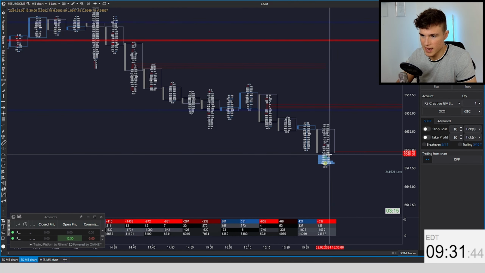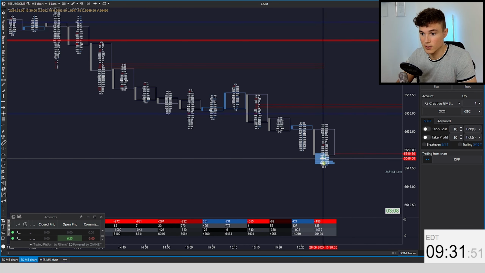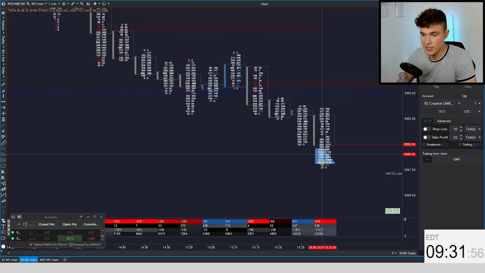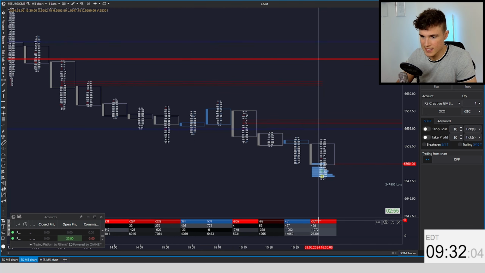Okay, first good sign. We're printing clusters. We even got a little green square. I don't know if you're able to see it, but that is an absorption that took place here. If you had looked at a heat map, you could probably see it very well. Delta is still negative, but heavily bought back. So let's see if it may be able to flip to bullish delta.